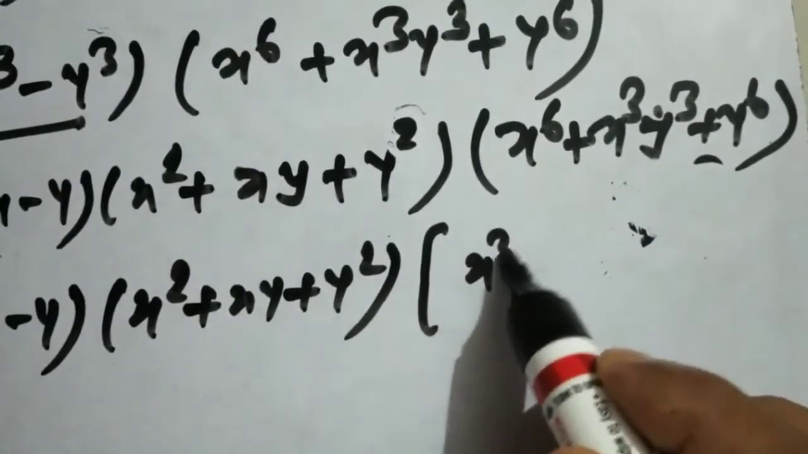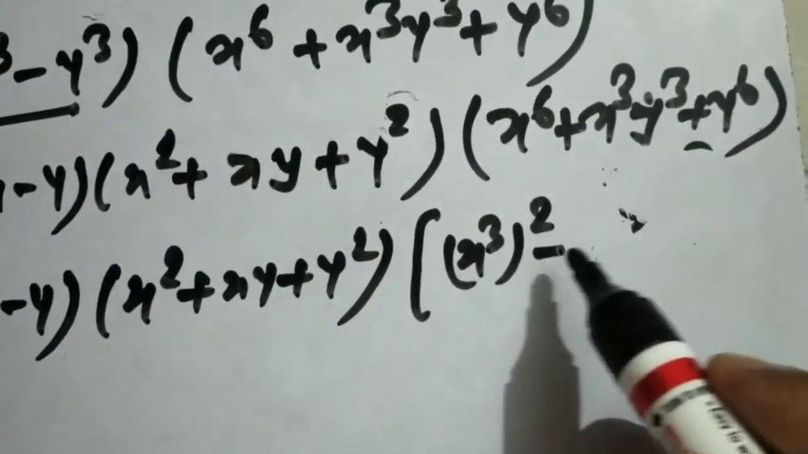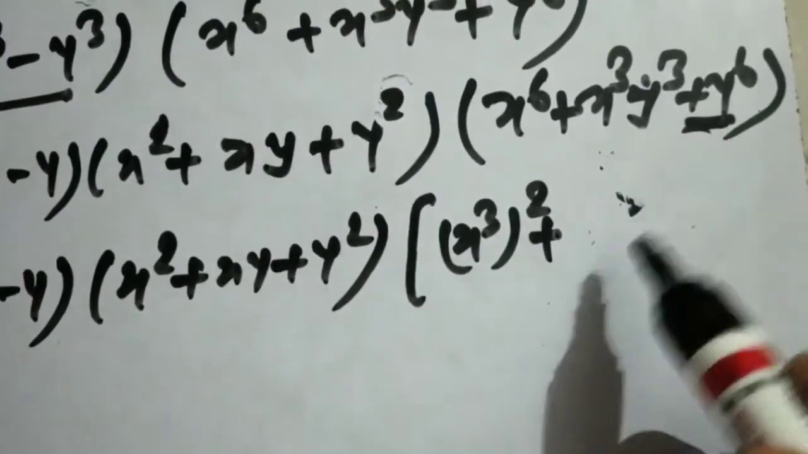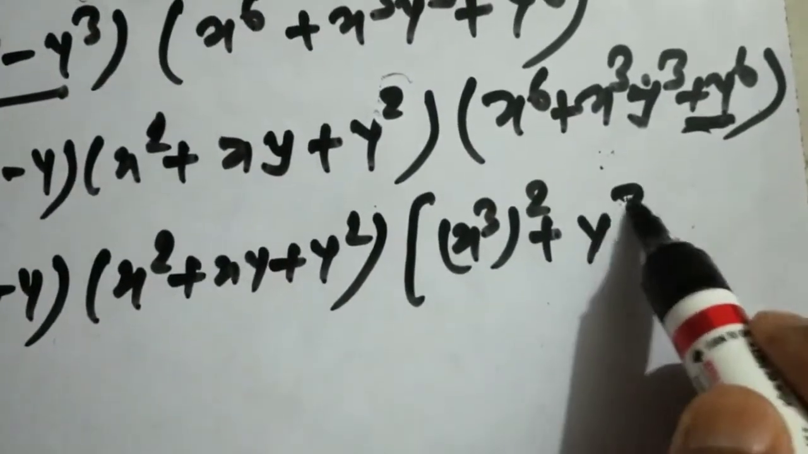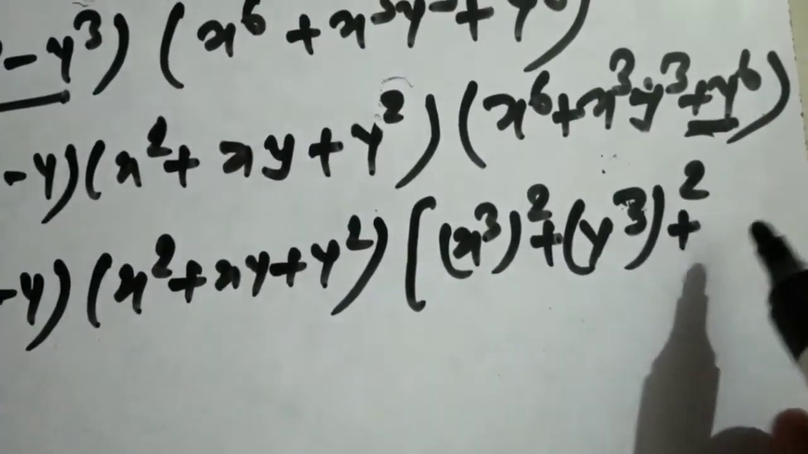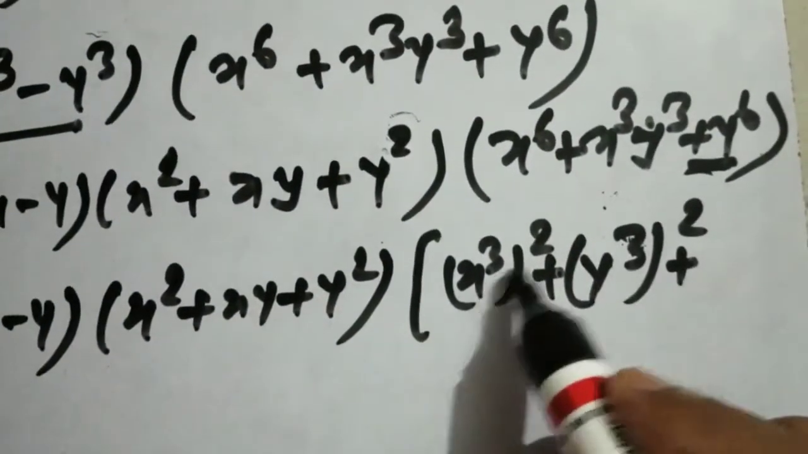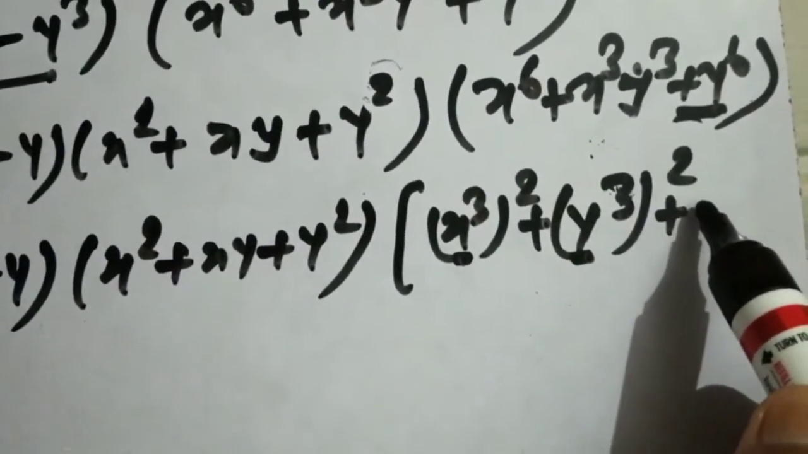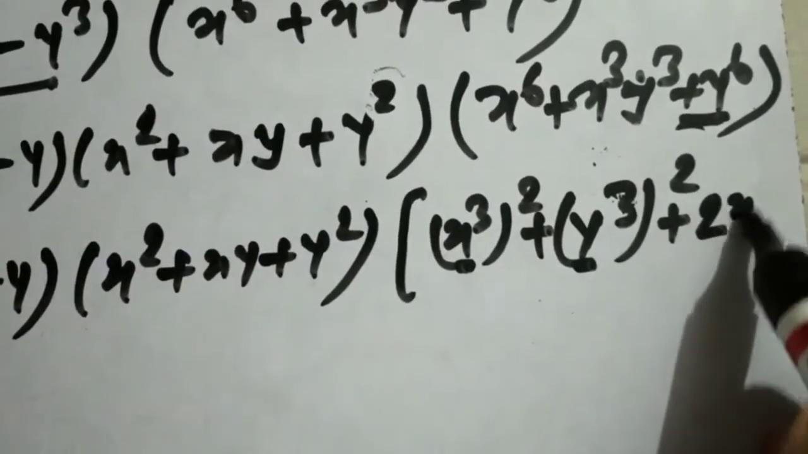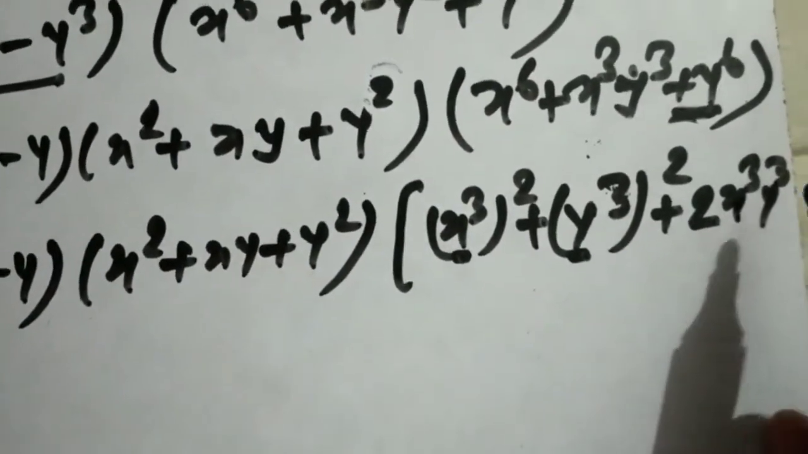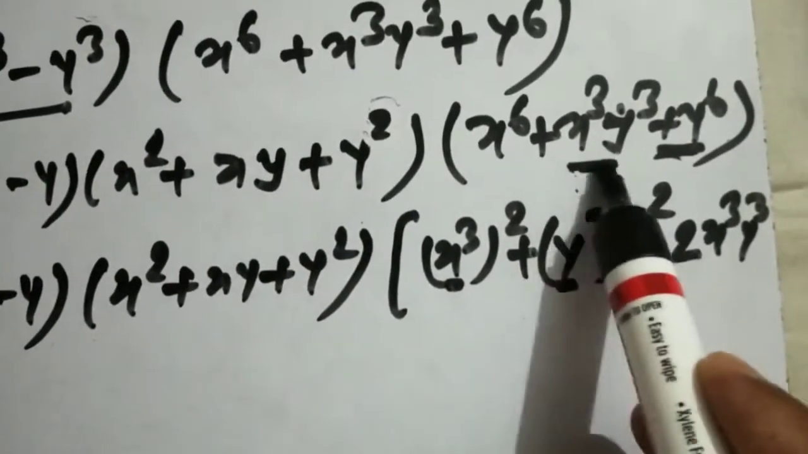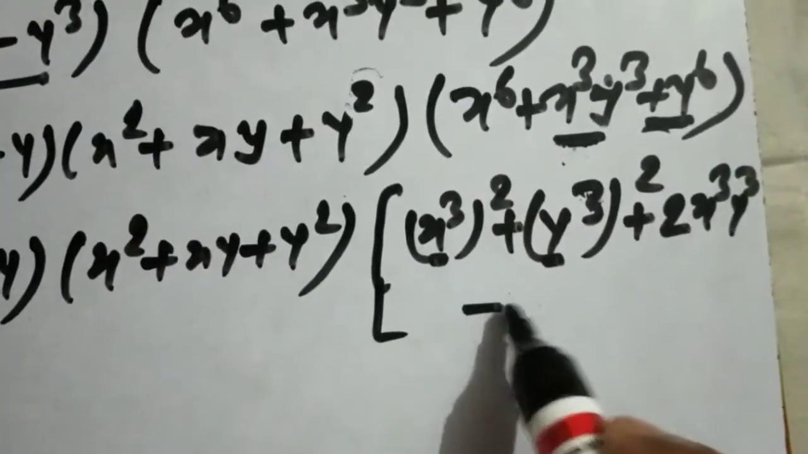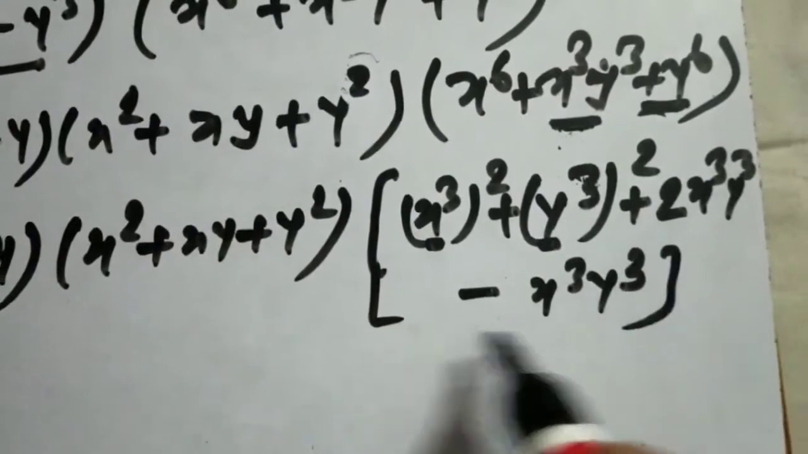this can be written as x cube the whole square, okay, a square, and plus y cube the whole square, and plus 2 is a square plus b square. Here a is x cube, b is y cube, and then 2ab is needed. So write here 2x cube y cube. But in this expression, one x cube y cube is there. So subtract x cube y cube from this.